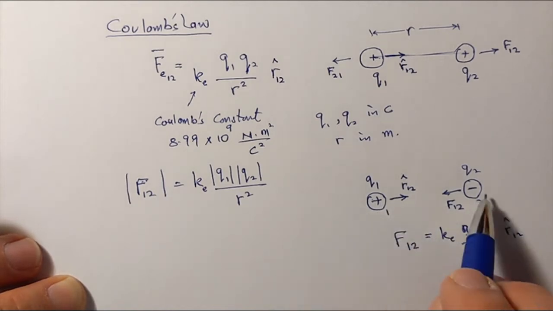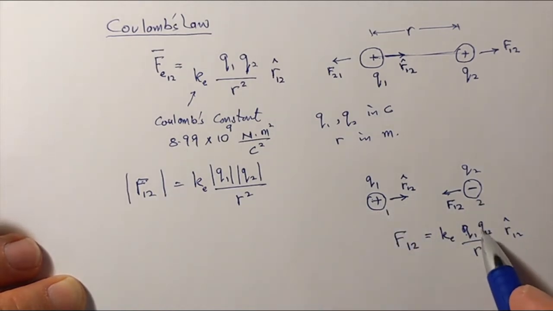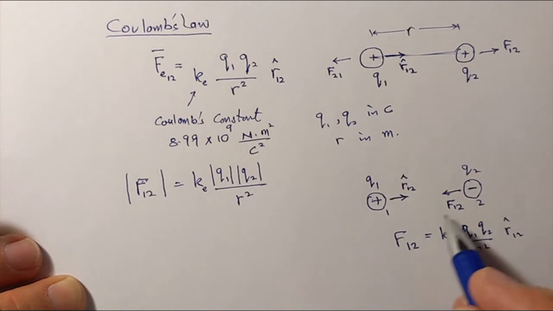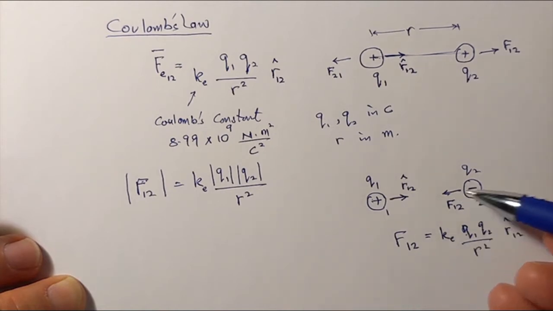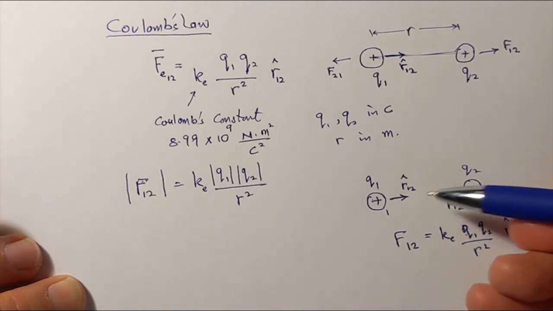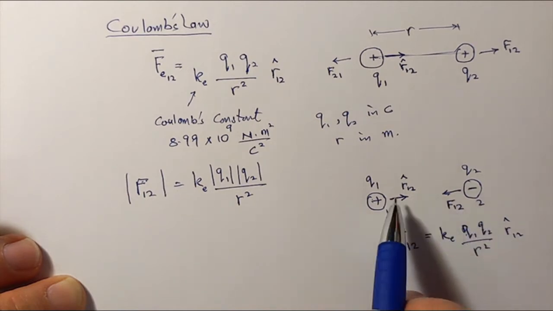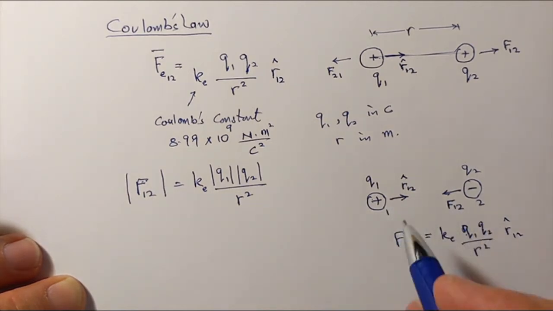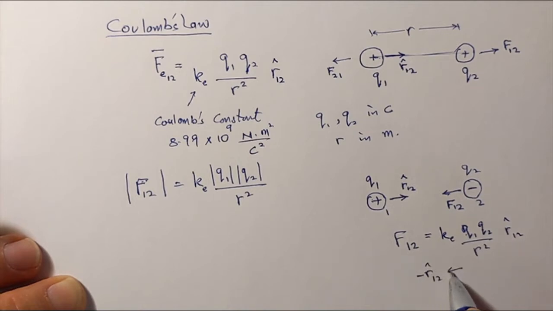So the direction is still pointing from 1 to 2, but because Q2 is a negative number, the whole thing will become negative, and the force will start pointing in the opposite direction. So you multiply r12 with the minus r12, which becomes in this direction, whereas plus r12 is in this direction. So we keep the same equation, but the charge being negative will cause the force to be to the left.